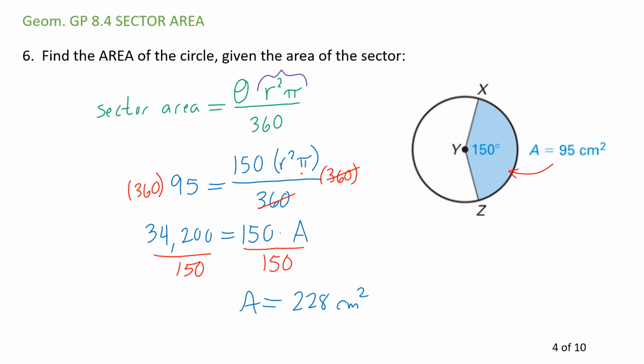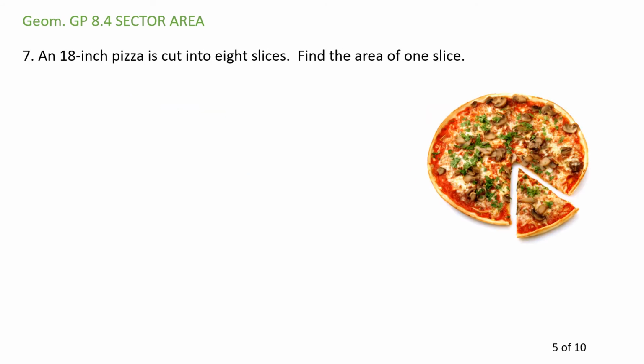Now, just to be on the safe side, I'm going to look at this. This is a little less than half of the circle, so 95 does seem reasonable if the circle total were 228. And again, notice how I went from having this part of the formula to just calling it A. That's the area of the circle because this is the area of the circle.